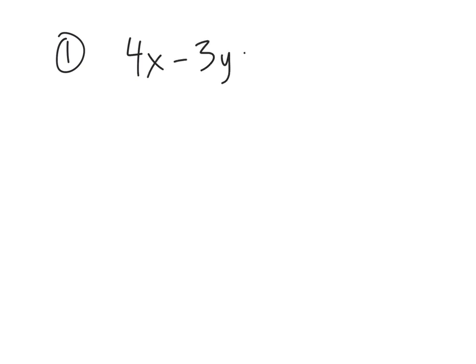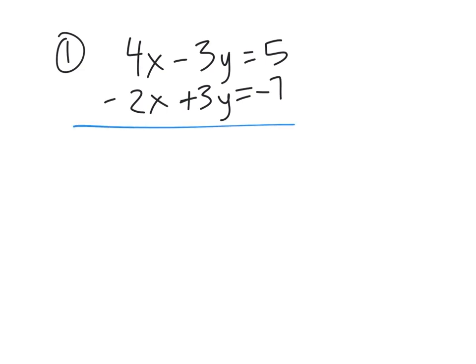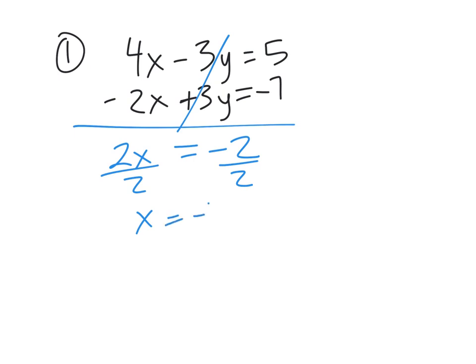4x minus 3y equals 5. Negative 2x plus 3y equals negative 7. So first thing I need to look at: is there either one of these variables set up for me to eliminate? The x's? The y's are. The y. Yep, because one's a positive 3, one's a negative 3. Okay, so those are already canceled. What's 4 minus 2? 2. And then what's negative 7 plus 5? Negative 2. So then I divide by 2. x equals negative 1, right?